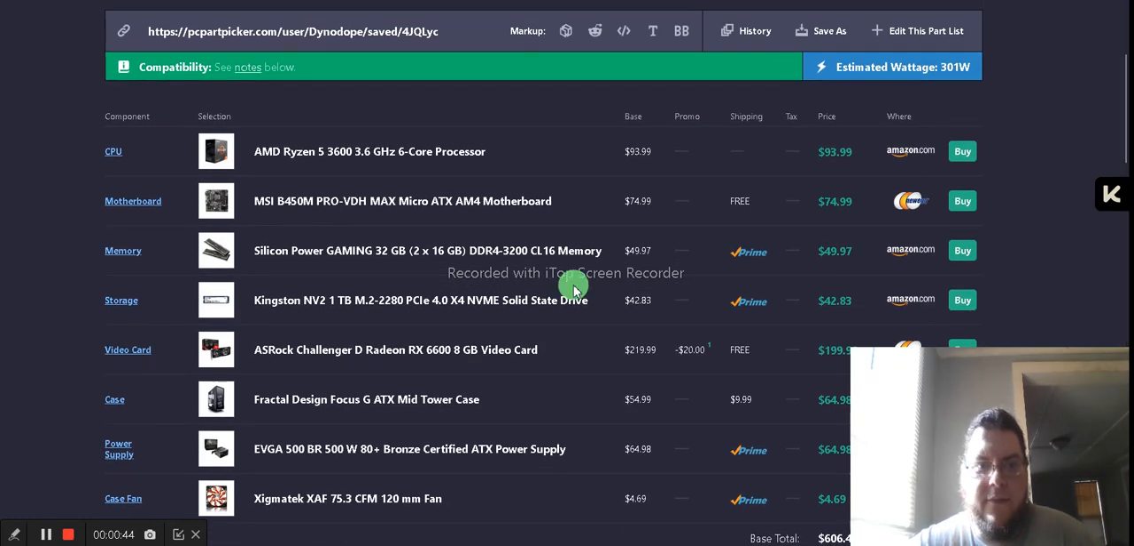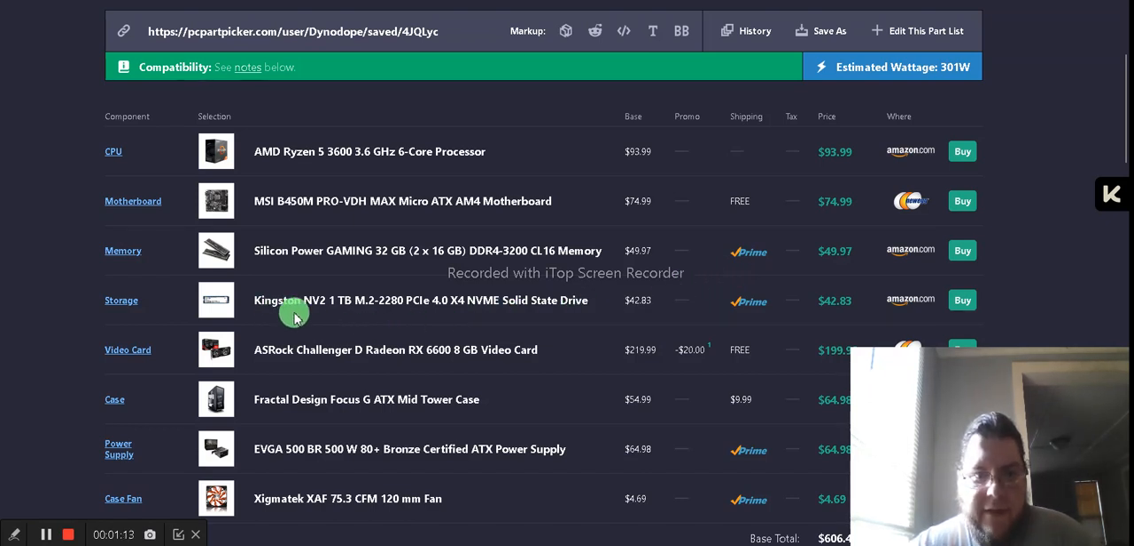Then for the motherboard, we have the MSI B450M Pro VDH Max, which has four RAM slots, for $75 plus free shipping from Newegg. For the memory, we have a 2x16GB stick kit totaling 32GB at DDR4 3200MHz CL16 speeds. And that's $50 off of Amazon.